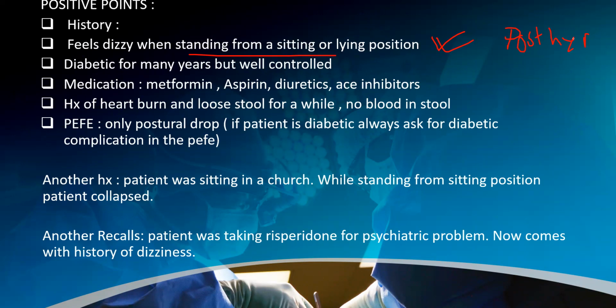The most important thing that you need to do is find out the cause of postural hypotension. There are a lot of causes. It doesn't just come without any underlying reason. There is always a cause why this patient has postural hypotension. The most important cause in an elderly patient, even a 50-year-old, is polypharmacy. That means multiple medications, especially medications which can reduce your blood pressure.